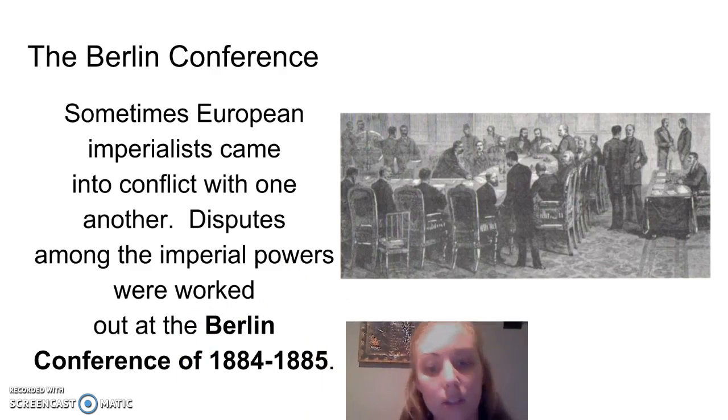The Berlin Conference, this is one of our big key concepts for this unit. The Berlin Conference was a meeting where Europeans came together and made some rules about what imperialism would look like in Africa. They did this because sometimes imperialists came into conflict or started fighting with one another over different land in Africa. So they wanted to have a meeting with all the European countries so there wouldn't be a huge war over Africa, and they could settle it just at this meeting.